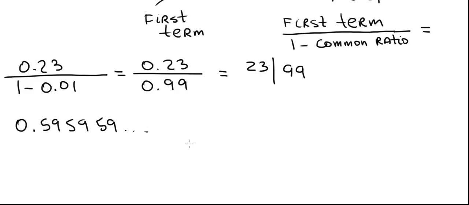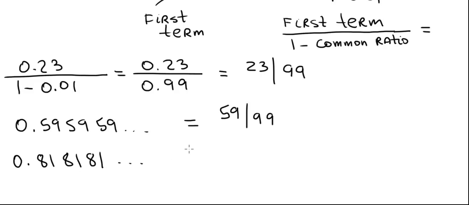Now we can take any repeating decimal that has two digits repeating, for example 0.595959, and so on, and similarly show that this will be equivalent to the rational number 59 divided by 99. And similarly 0.818181, and so on, is equivalent to 81 divided by 99. Now some of these we can factor further, like 81 divided by 99 we can divide by 9, so this is equivalent to 9 divided by 11. Some of them we can't factor further, and some of them we can.